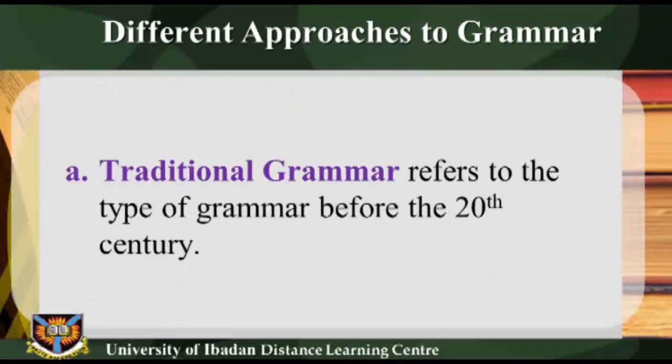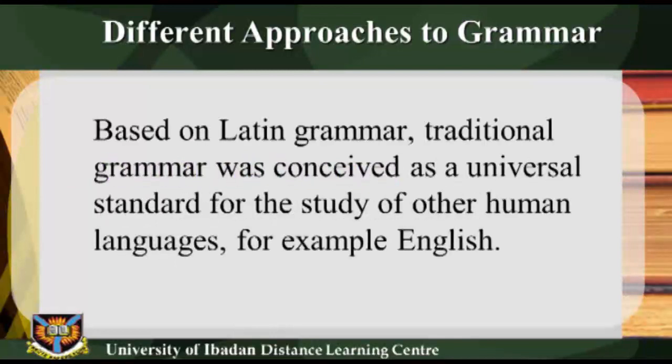Different approaches to grammar. A. Traditional grammar refers to the type of grammar before the 20th century. Based on Latin grammar, traditional grammar was conceived as a universal standard for the study of other human languages, for example, English. This approach to grammar has been criticized by modern scholars for various reasons, which will be examined later.